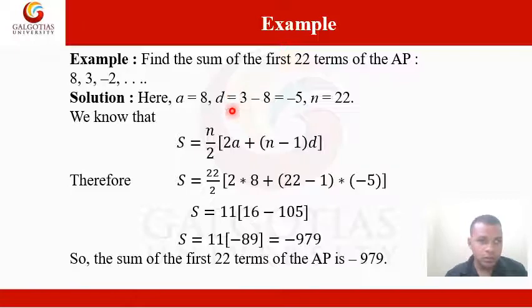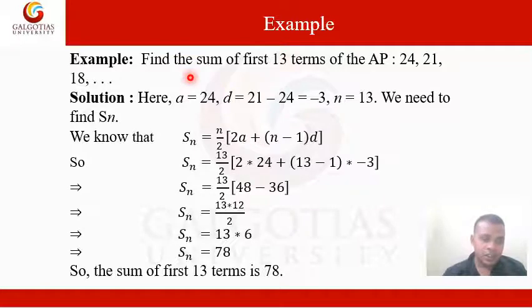So I can put all the values of n, a and d respectively in their places. So S will be equal to 22 by 2 into 2 times a, which is 8, plus n minus 1, which is 22 minus 1, into d, which is minus 5. So I can put all the values and get the result: the sum of all the terms of the AP given by 8, 3, minus 2 and so on will be equal to minus 979. So the sum of first 22 terms of the AP is minus 979.